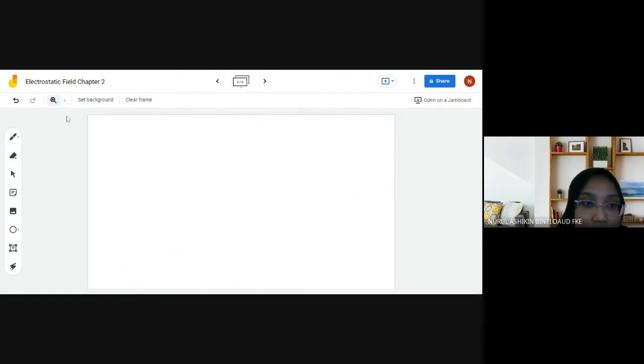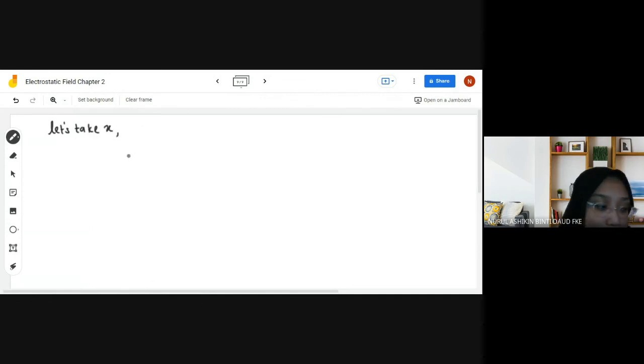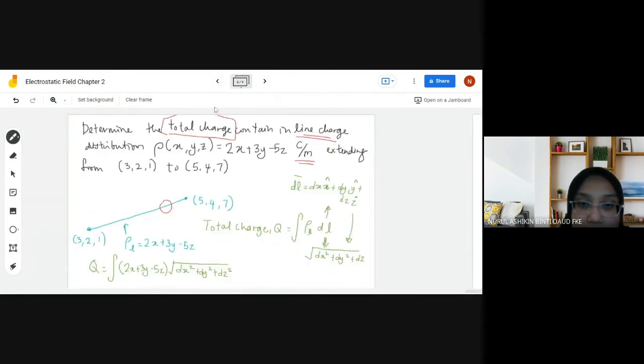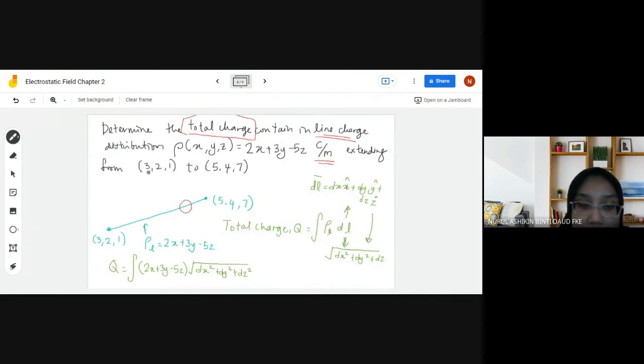So now let's say that I want to take the x variable. The starting point will be x equals 3. This starting point is based on this coordinate, so it starts from x equals 3 and ends at x equals 5.